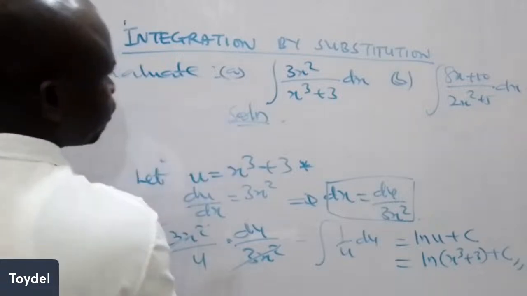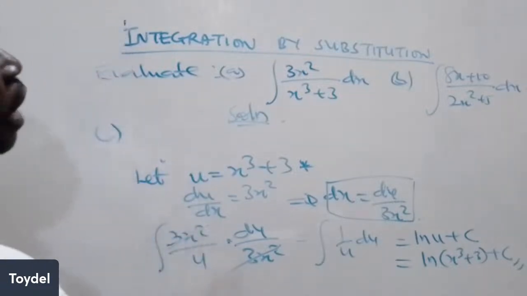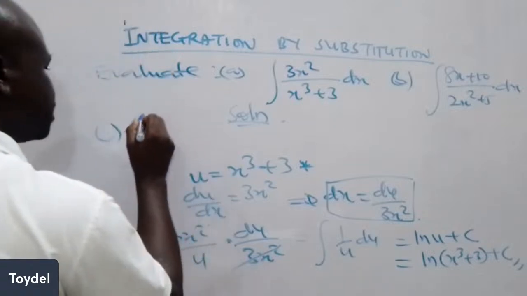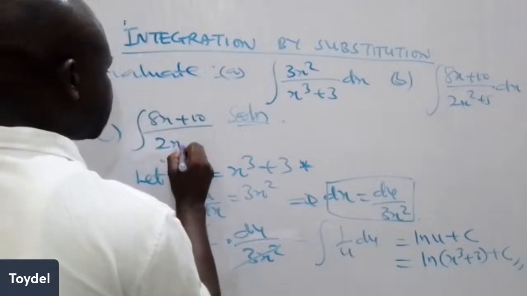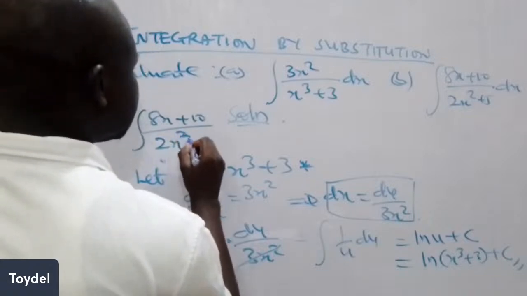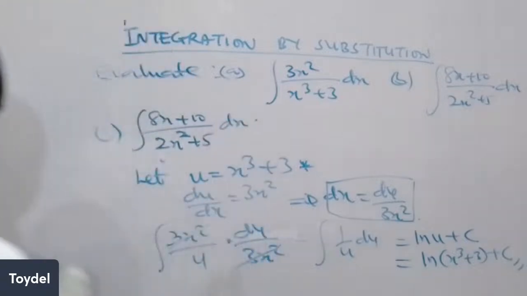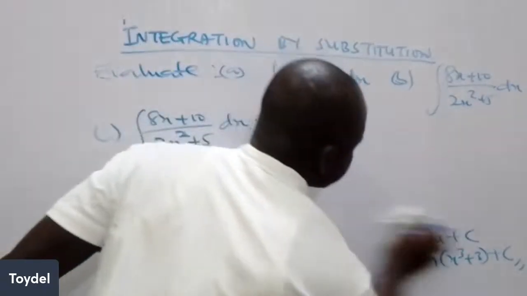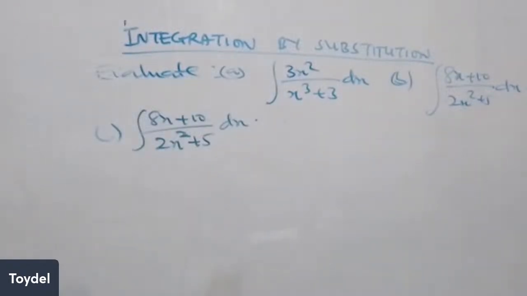Then we go to the second example, where we have the integral of 8x plus 10 all over 2x squared plus 5 dx. So how do we solve this? This is the second question. You also look at it very well. If you differentiate the denominator, you are going to have something that looks like the numerator, that has the nature of the numerator.